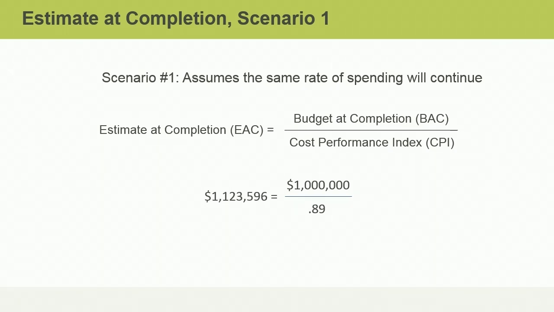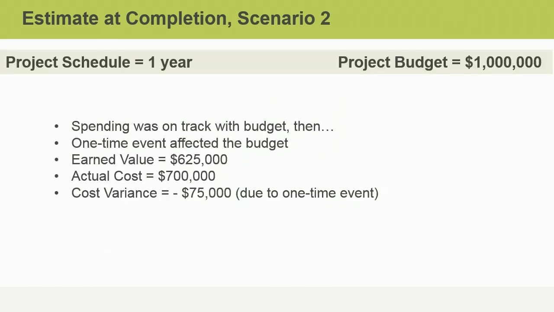If you said that the EAC is $1,123,596, you are correct. Let's explore the second possible scenario. You are trying to determine what your EAC forecast should be based on project information available to date. Your cost performance was perfect and your CPI was a 1.